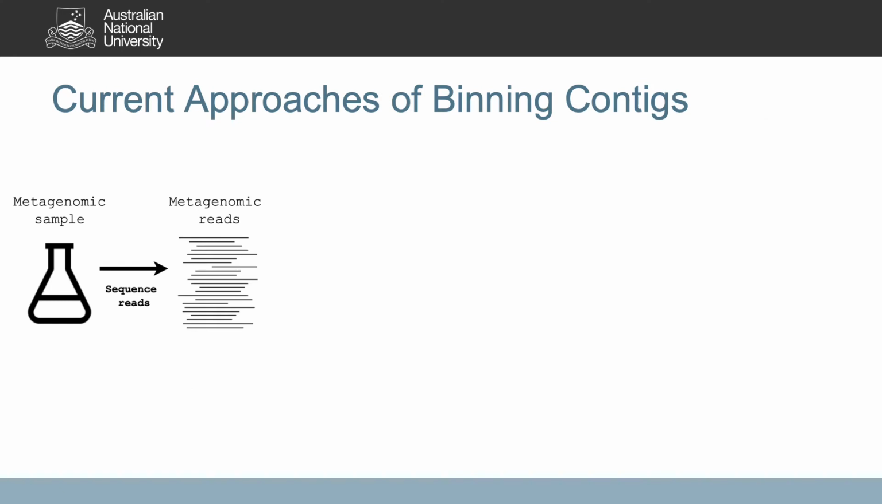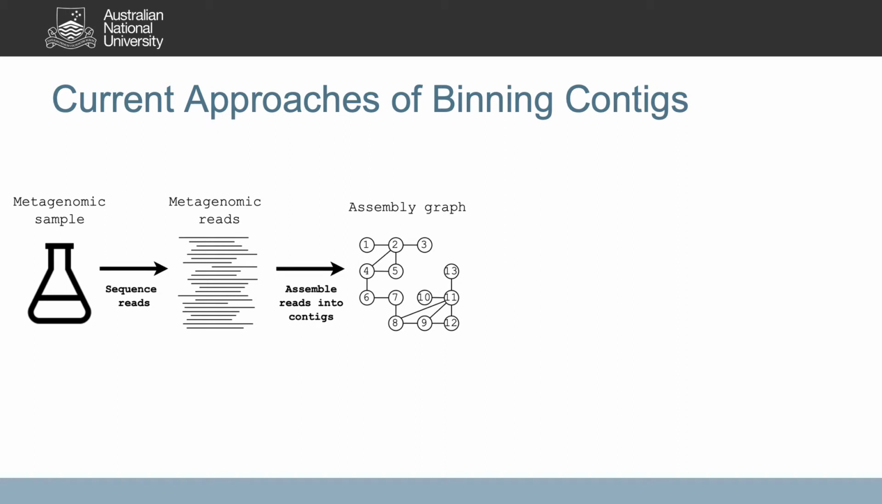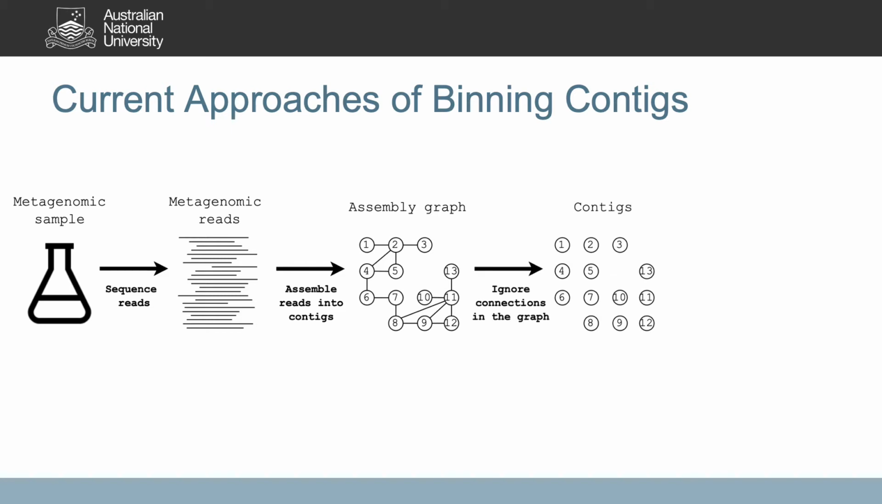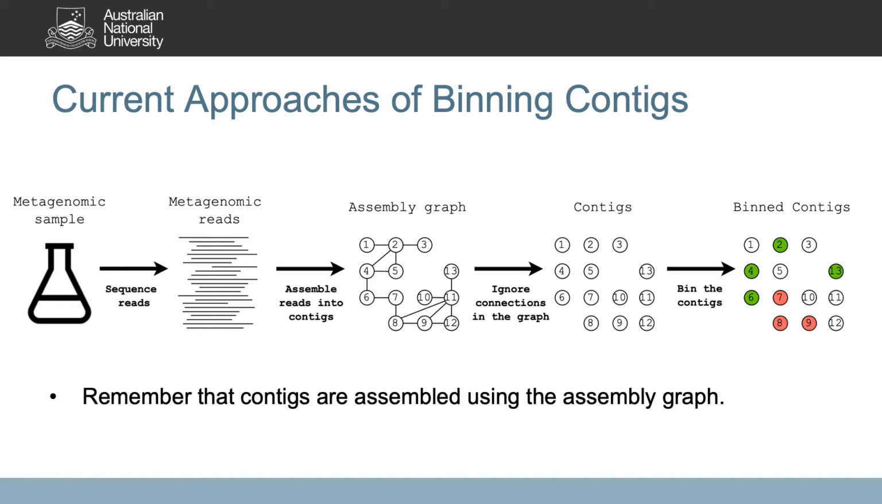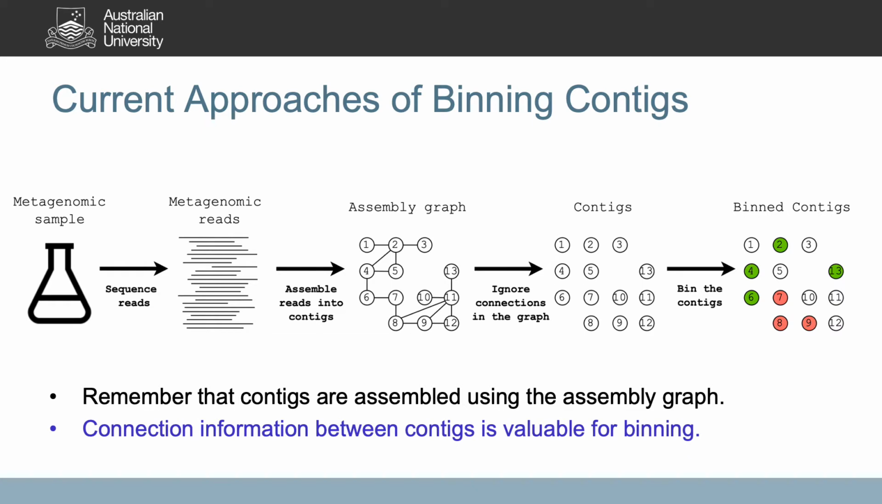In metagenomics analysis, first we assemble the metagenomic reads into contigs using the assembly graph. Most contig binning tools consider only the contigs and ignore their connections in the assembly graph. Then they bin the contigs based on their coverage and composition information. Keep in mind that contigs are assembled using the assembly graph. Valuable connectivity information among contigs can be obtained from the assembly graph and used in binning. Let's see how we can address the challenges faced by existing contig binning tools.